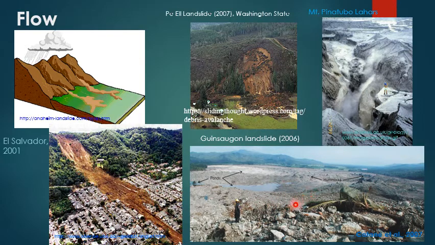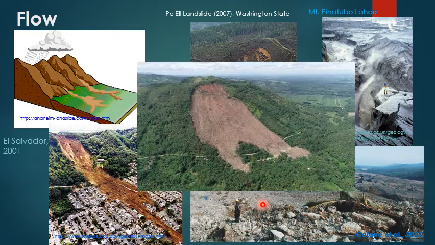This landslide is termed a rock slide debris avalanche. If you look at the photo, it has this characteristic hummocky topography. This is another example of a landslide which is of the flow type.